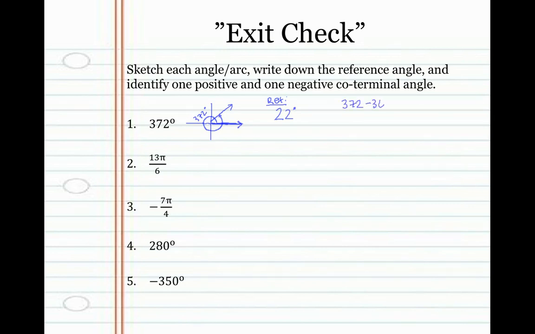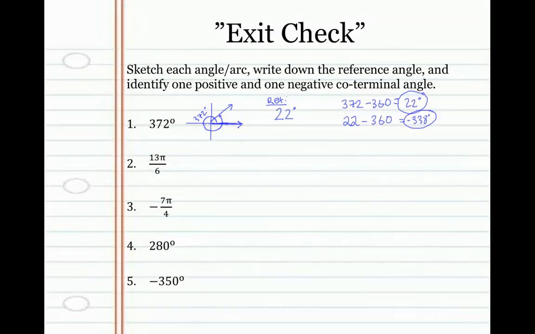To figure out a coterminal angle, well, I can do 372. What if I subtract 360? Oh, isn't that 22? So there's a positive coterminal angle. I could have added 360 and that would have worked, right? Answers can vary here. And then to figure out a negative one, well, why don't I subtract 360 again? If you took away 360 from that, where are you going to end up? Oh, negative 338.